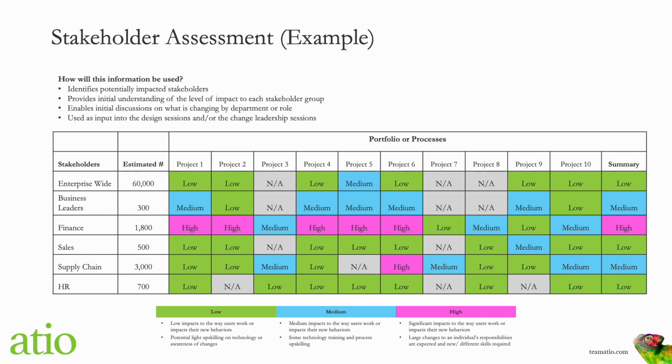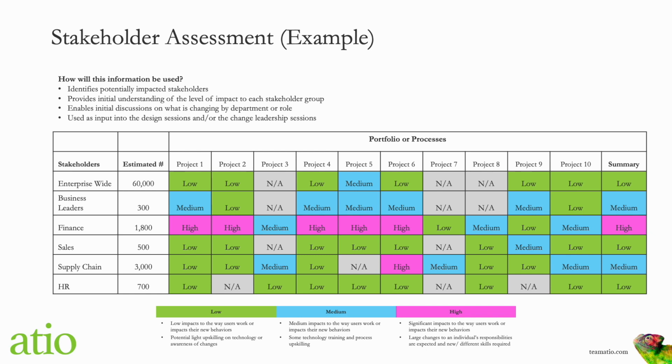This is where we're identifying all the potential stakeholders that may be impacted by this project or program. We're also looking at the estimated number for each of those stakeholders. It's just a ballpark number. You don't need specifics on it. You just have to have a sense. Are we talking thousands, hundreds, tens, or a handful?